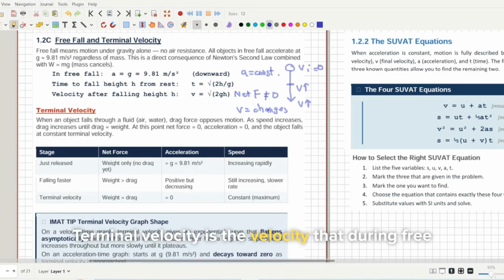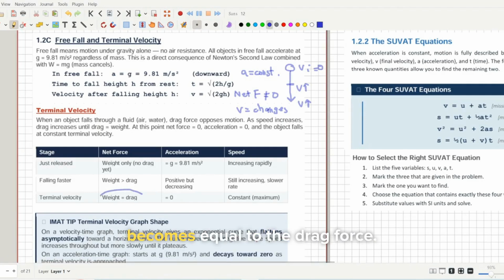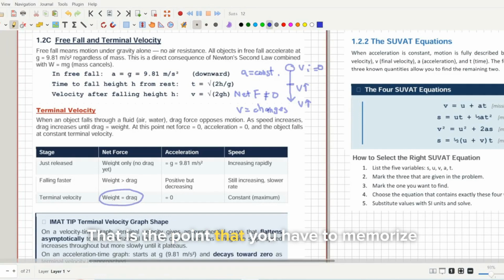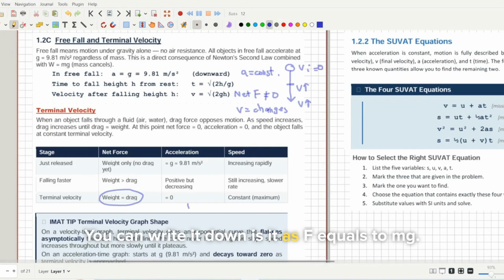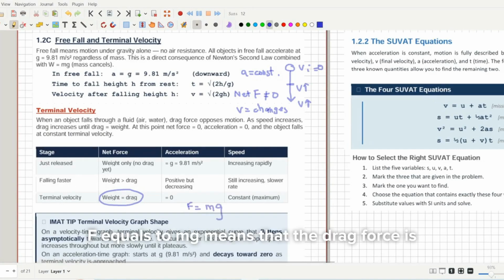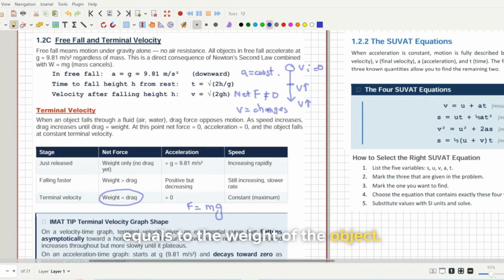Terminal velocity is the velocity at which, during free fall, the object gains the maximum amount of velocity. And during the terminal velocity the weight becomes equal to the drag force. That is the point that you have to memorize, that is the point that you have to know. The IMAT exam is going to test this point from many different angles. So you have to know that during the terminal velocity the weight is always equal to the drag force. You can write it down as F equals mg, which means that the drag force is equal to the weight of the object.